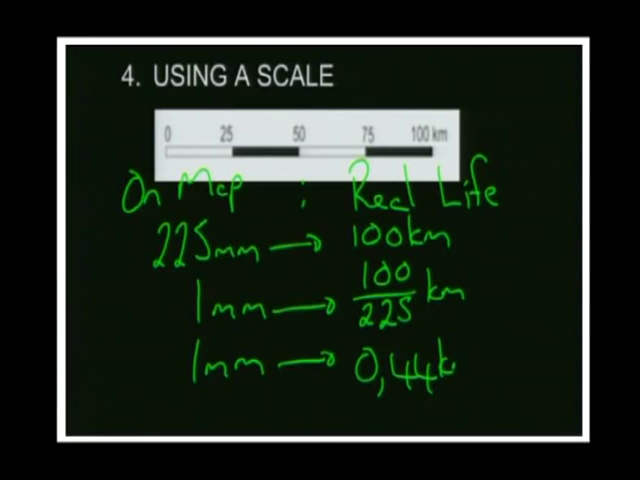0.44 kilometers. So if I were to have a map with this bar scale, or this line scale, what it actually means is every millimeter on that map represents 0.44 kilometers in real life. In other words, just under half a kilometer in real life.